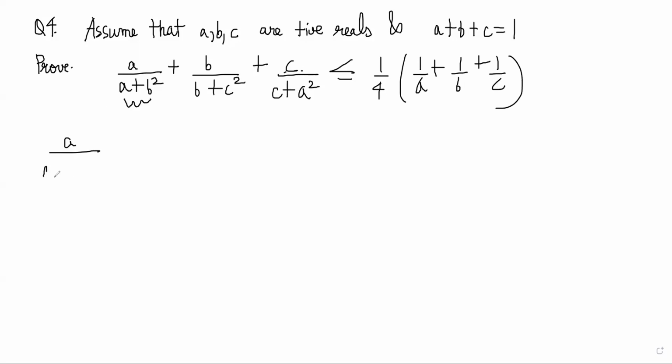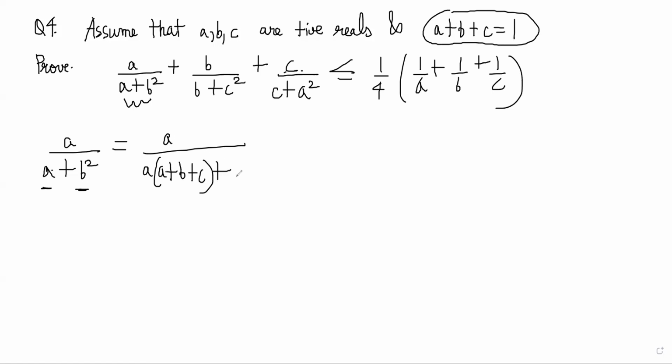So we can say A by (A plus B) square. We can see that the denominator has two terms of different degrees. One is a degree 1 term, one is a degree 2 term. Because of this condition, we can try to change that and make everything symmetrical. How? We can write this like this: A by, and instead of A, we can write A into (A plus B plus C), plus B square, right? Because A plus B plus C is equal to 1. So this becomes basically A by (A square plus B square plus AB plus AC), right?